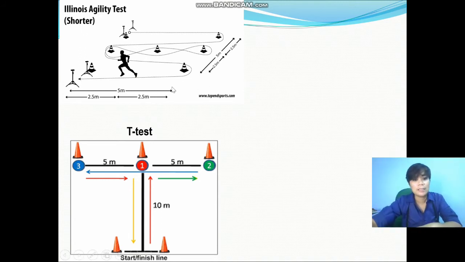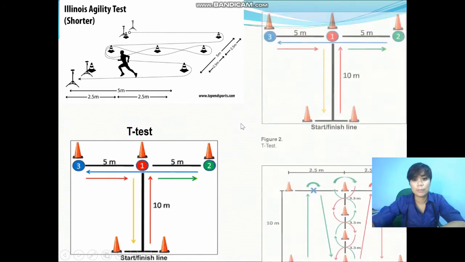See, agility is the ability to move in different directions in a very fast action. Okay, you are agile, very highly agile. This one is the Illinois agility test. This one is the T-test. Okay, you start here, go left and right, and then the starting. Okay, this is the sample.